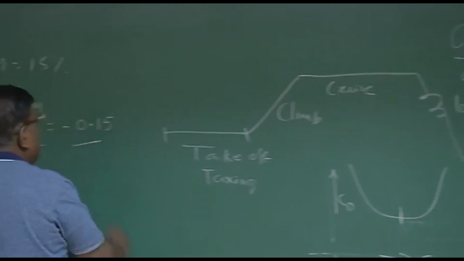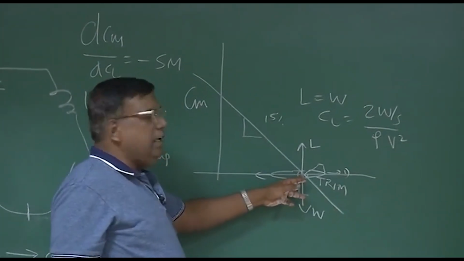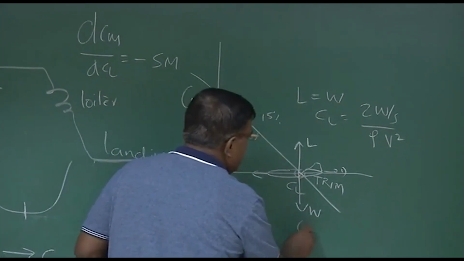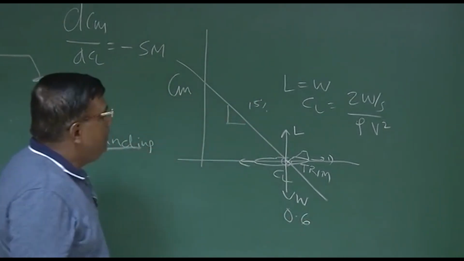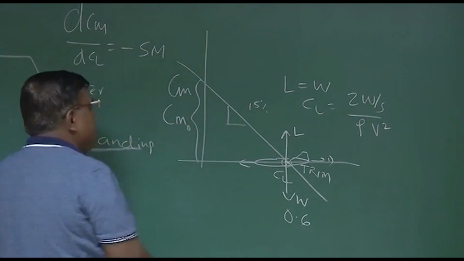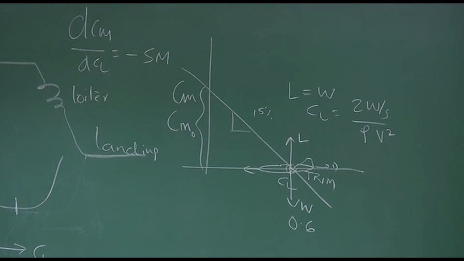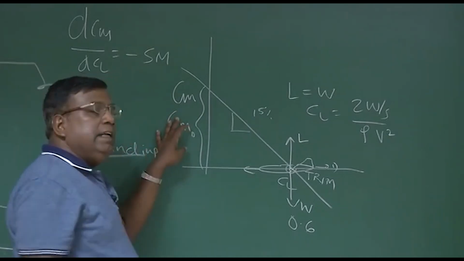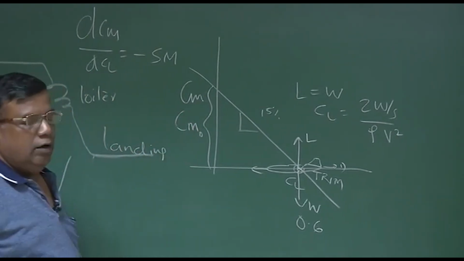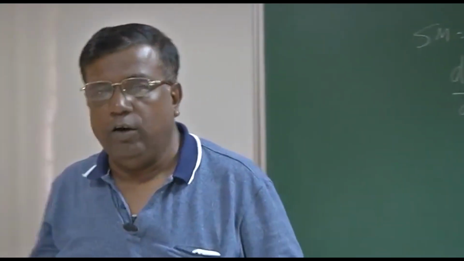So once I know 15% is my static margin, I know the slope, and I know what CL I'm going to fly. Let's say this CL is 0.6. Then I know how much Cm naught the airplane should generate. Well and good if it can automatically generate without deflecting the elevator. And that, we know, is possible by giving a tail setting angle and also locating the wing so that the AC of the wing is ahead of the CG of the airplane. All these things we have done.